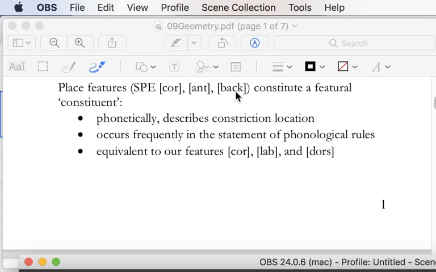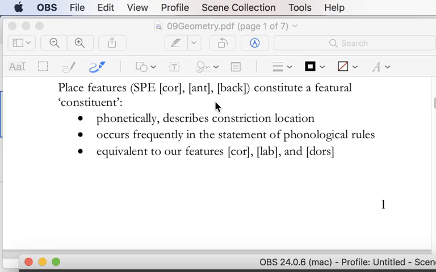A lot of the examples in this handout are from John McCarthy's 1988 paper, and he's going to be using these SPE place features, but you can just mentally substitute our features, coronal, labial, and dorsal, wherever you want. They don't work exactly the same, but they're very similar.